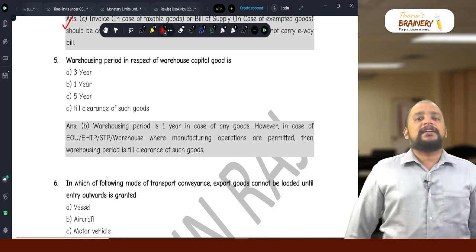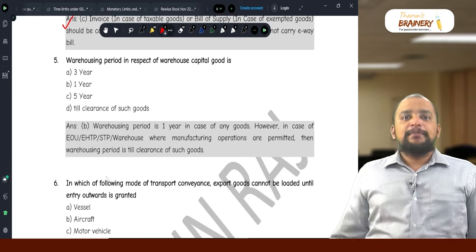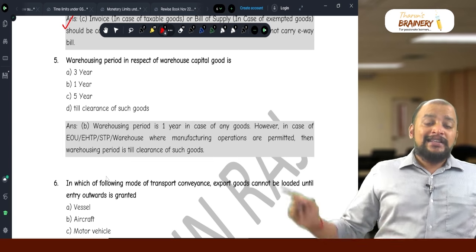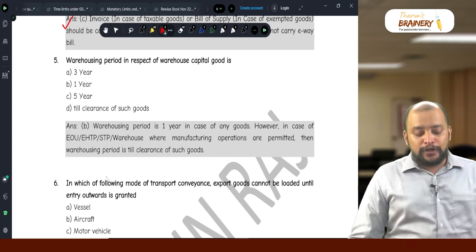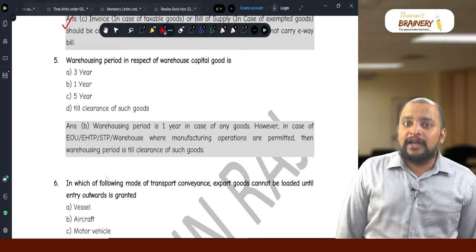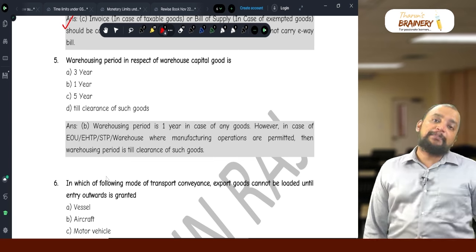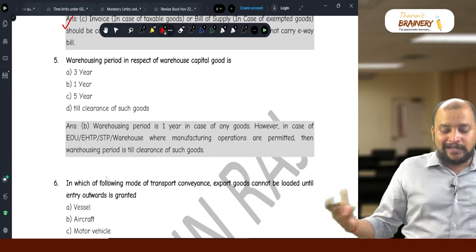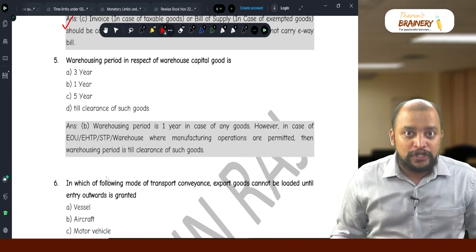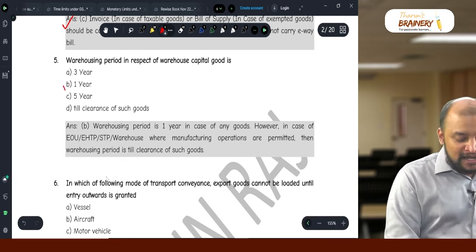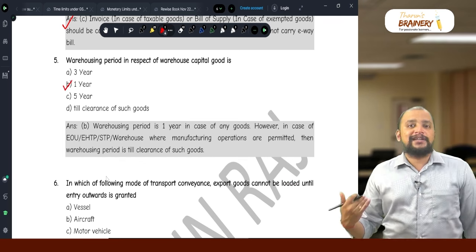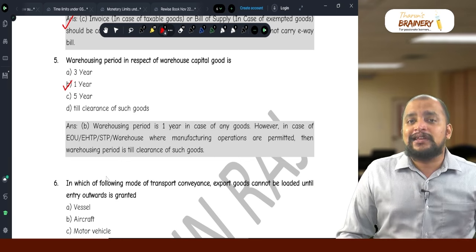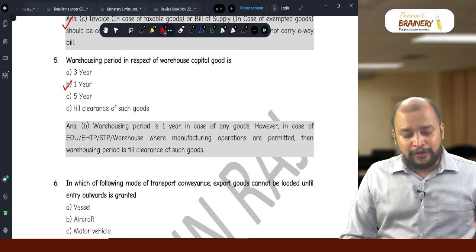Then warehousing period in respect of capital goods: many students got confused between 1 year and till the date of clearance. Actually, it is 1 year. Till the date of clearance is applicable for EOU, EHTP, STP, and warehouses where manufacturing operations are permitted. In that case only, they can keep till the expiry of warehousing period or till the time of clearance. But for all others it is 1 year. It can be reduced to less than 1 year or extended beyond 1 year, but the period given in the provisions is 1 year only.